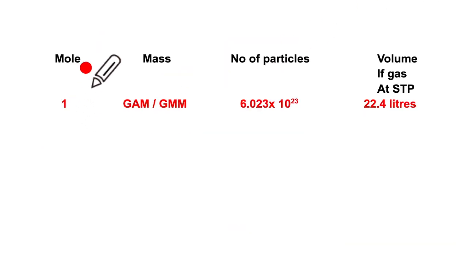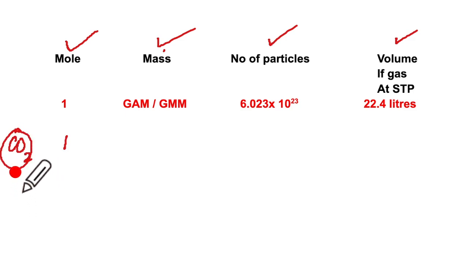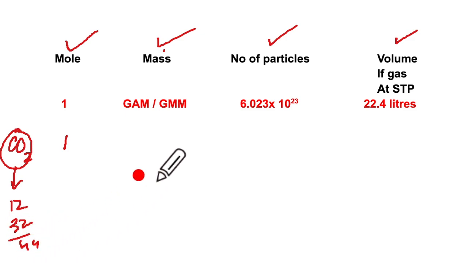So from these 4 quantities, they can ask you any 2. They can give you any one of them and ask any one of them. If they give you moles, they can ask you either mass, number of particles, or even volume. Got that? Supposing I talk about 1 mole of, let us say, CO2 gas. So 1 mole will have mass equal to GMM of CO2. I'm doing this mentally. It will be 12 plus 16 twos 32, so that will be 44. So mass will be 44 gram.